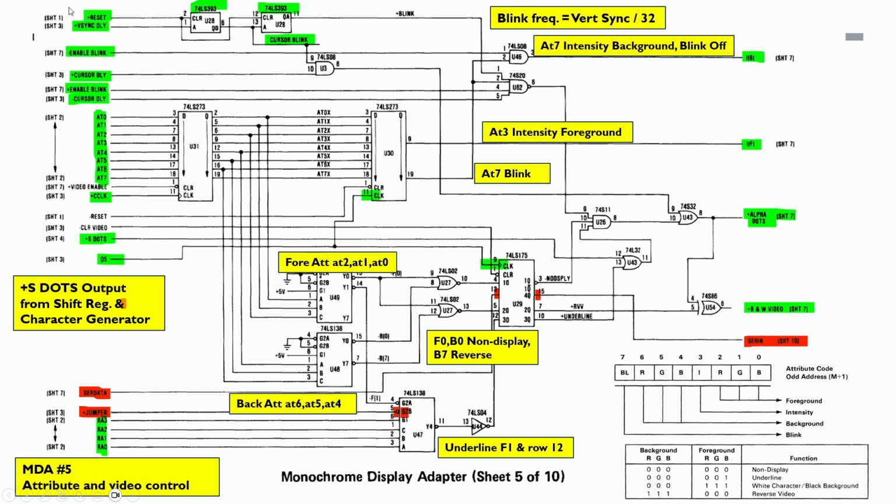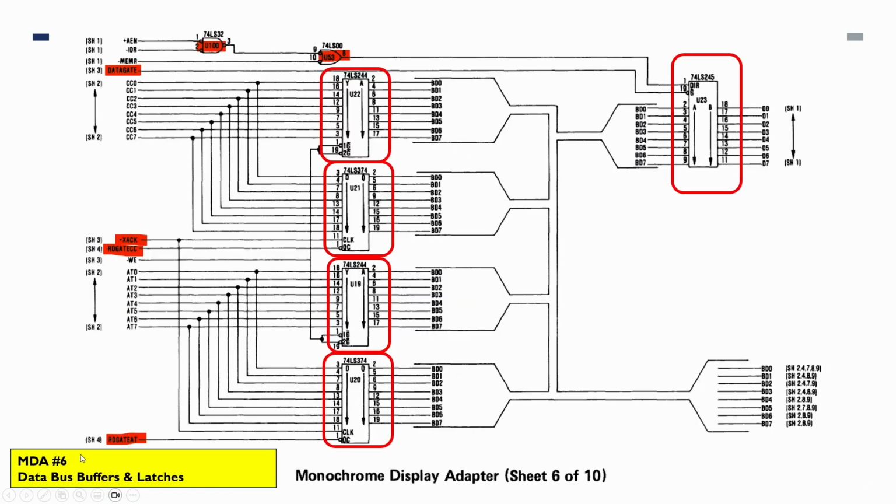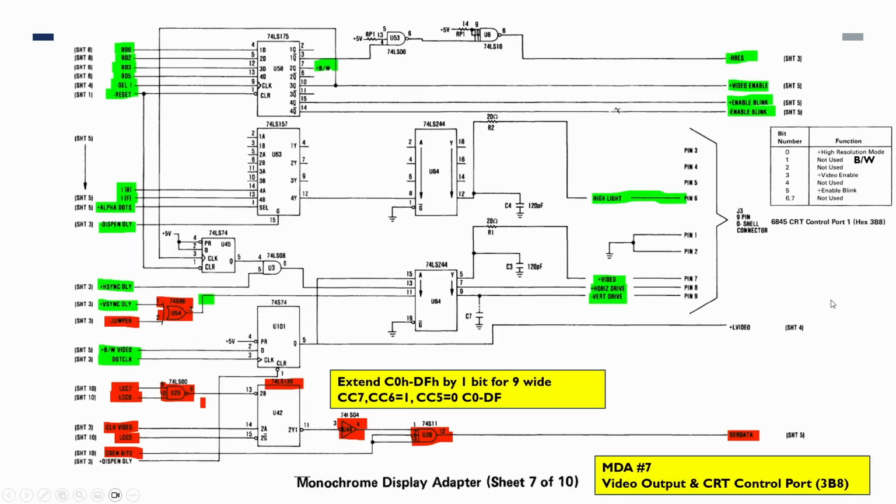There's also some logic up here that takes the video sync frequency, which in our case will be 70 Hertz, divides it by, I think, 32, and the blink frequency, which is used for the blinking video and the cursor, will in fact be the vertical frequency divided by 32. The data buffers and latches we don't require at all, because we're using dual port video RAM, so this requirement disappears altogether. And then this is the video output and the CRT control port.